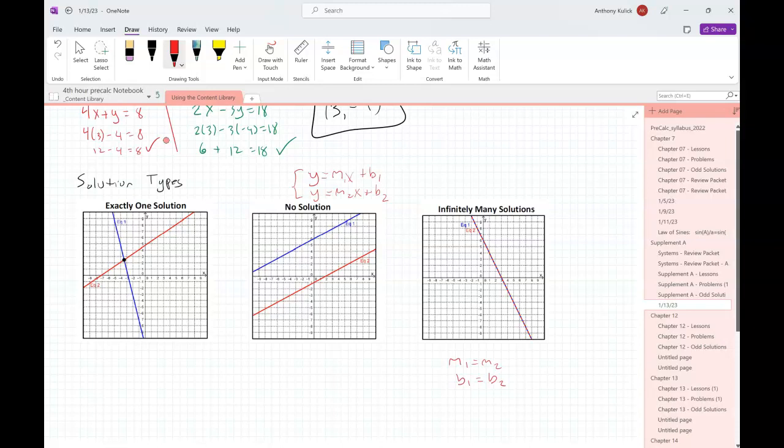Okay, think about, go back to geometry. What do you know about parallel lines with regard to their slope or y-intercept? The slopes are the same, but the y-intercepts have to be different, right? If we look at these two, clearly they had different y-intercepts, right? If they were the same, they'd have to be the same line. And what can we say about one solution situations? The slopes have to be different.